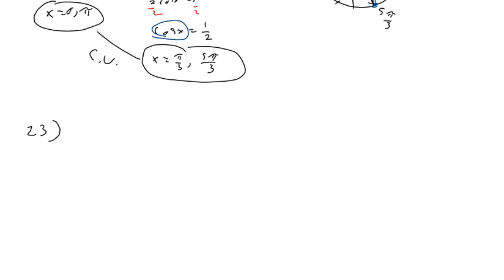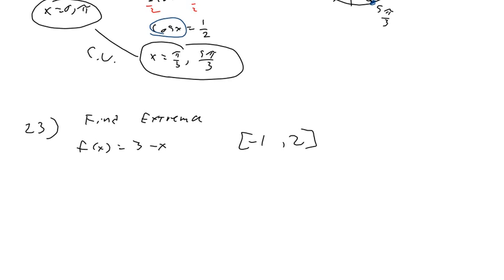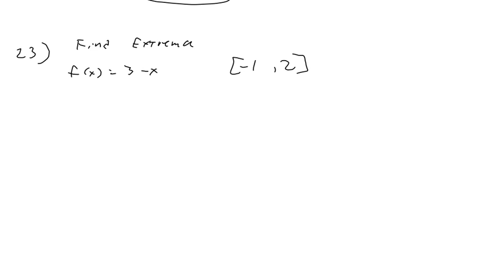This one we're actually finding the extrema, because we're told a range. We're told a range of values, so we're actually finding the max and the min. My function is 3 minus x, and the range is between -1 and 2. So, find the extrema. The way we did this was the same. We start this problem the same way we started the other problems. We find the critical values.